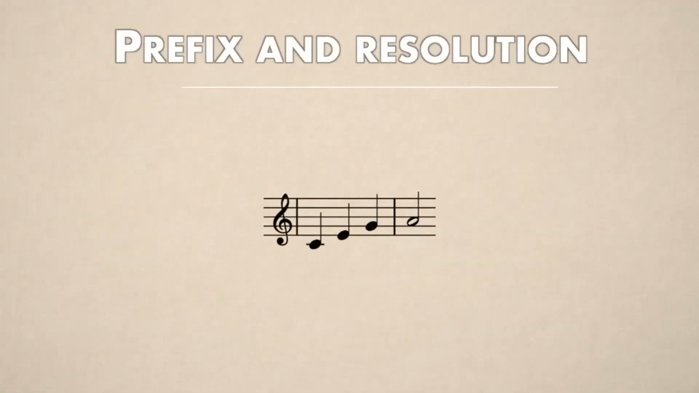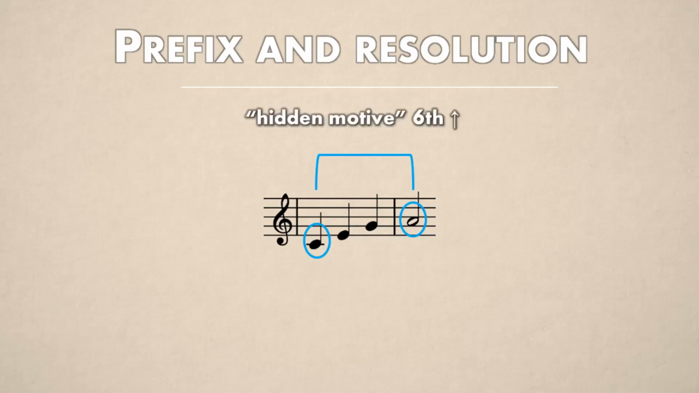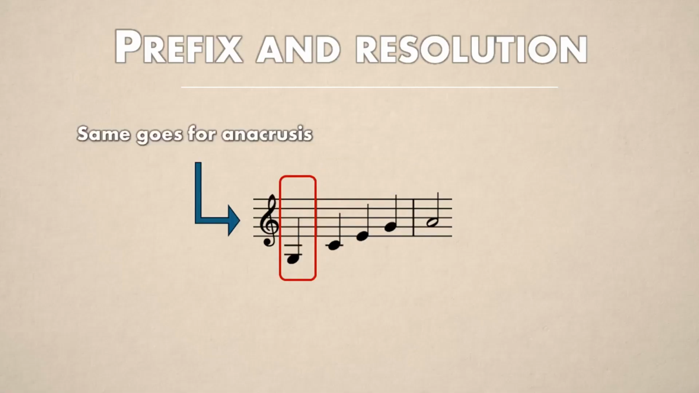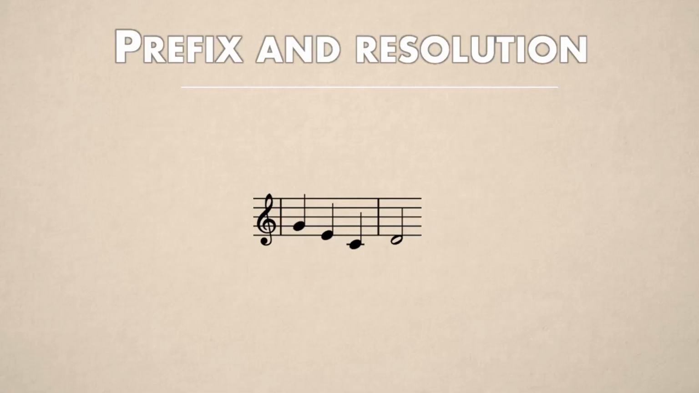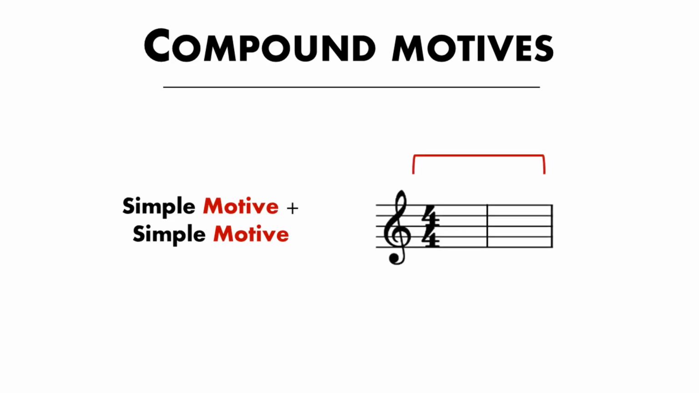Motifs can also extend to the following bar when the next event is felt as a resolution. Compound or complex motifs are built by the juxtaposition of two simple motifs, usually encompassing two or more bars.